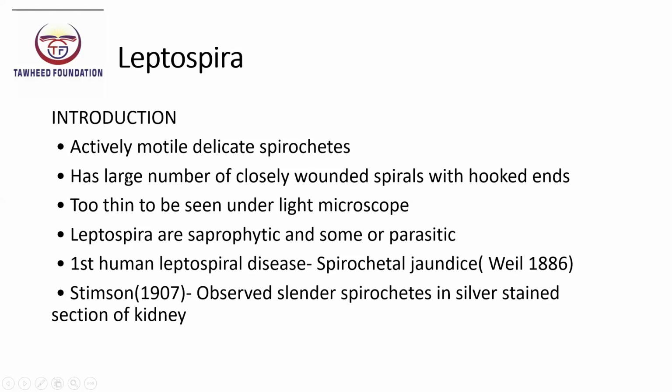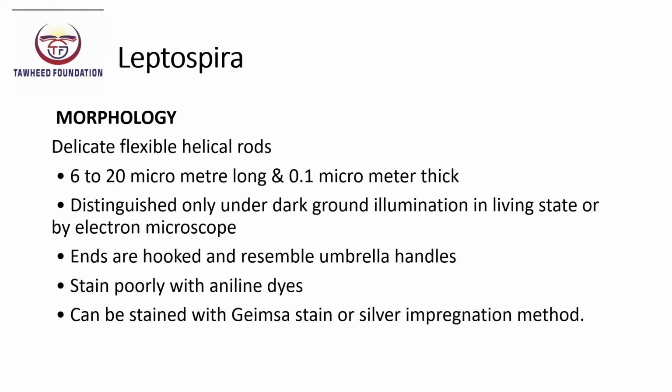So, in introduction, they are actively motile and delicate spirochetes, one of the species of spirochete. They have a large number of closely wound spirals with hooked ends. They are too thin to be seen under the light microscope. Leptospira are saprophytic and some are parasitic as well. The first human leptospiral disease was described as spirochetal jaundice. Weil discovered it in 1886. In 1907, Stimson observed slender spirochetes in a silver stained section of kidney.